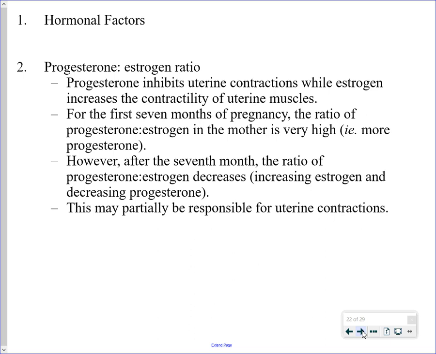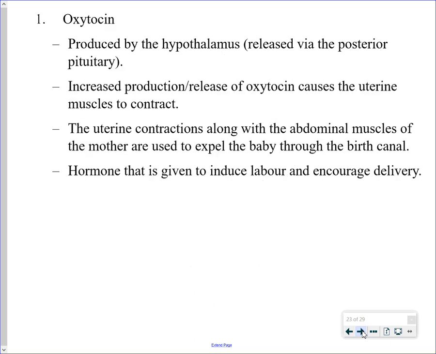So hormonal factors, this is the one I already talked a little bit about, which is the ratio of the estrogen to progesterone. So again, as the pregnancy goes on, you're going to have more and more of the estrogen relative to the progesterone, and it's the estrogen that's going to be causing uterine contractions. This is a big one here, oxytocin.